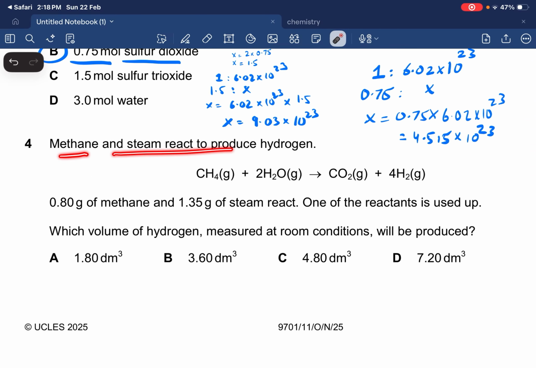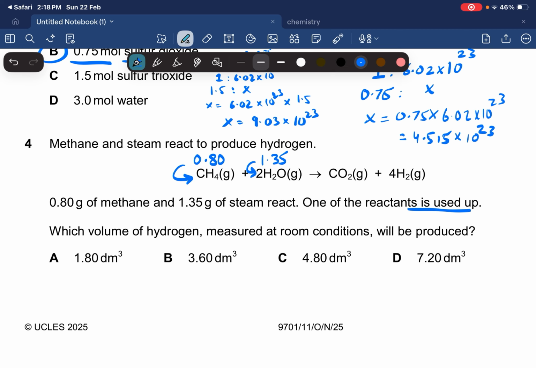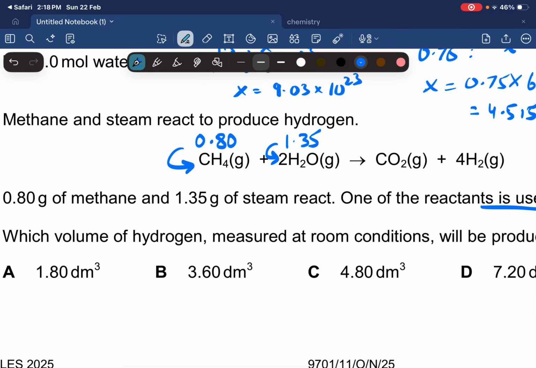Methane and steam react to produce hydrogen. 0.80 gram of methane and 1.35 gram of steam react. Okay, so we have 0.80 grams of this methane thing and 1.35 grams of this steam thing. One of the reactants is used up. That means the other one's going to be excess. Now we got to calculate the moles of both of the things. And from that, we got to figure out what is the limiting reactant, what's in excess.